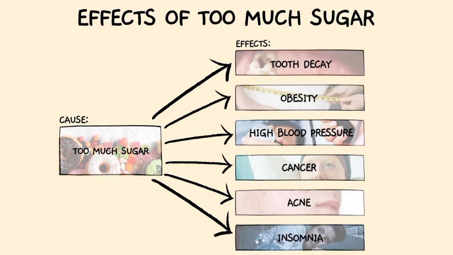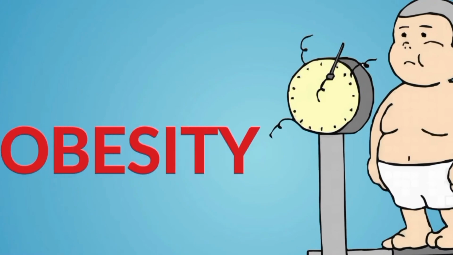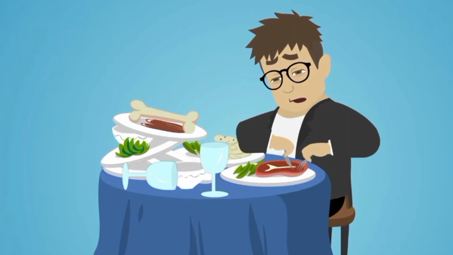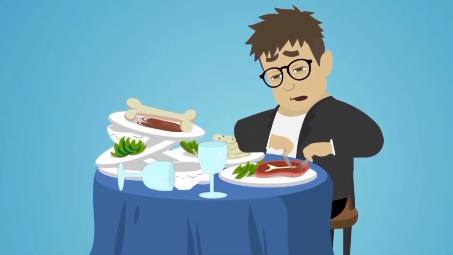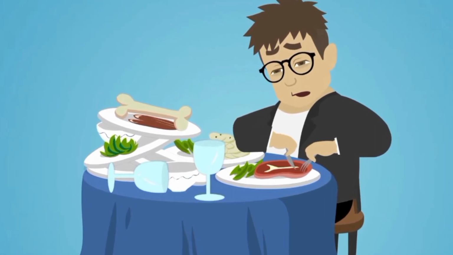Number 2. Obesity. When you eat a lot of sugar, your body forms a resistance to the hormone leptin, which regulates weight loss by controlling hunger. Another weight control hormone affected by sugar is insulin, which leads to high blood sugar and excess fat storage.